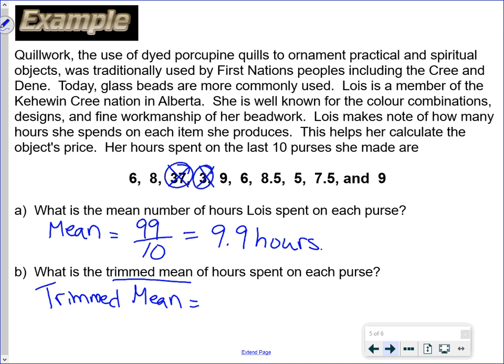So now when we take out the 37 and the 3, we end up with 59 when we add the rest of those data points together. And this time, instead of dividing by 10, we've taken out 2 of our data points, so we're only going to divide by 8 this time. And when we do that, we end up with 7.375, so 7.4 hours.